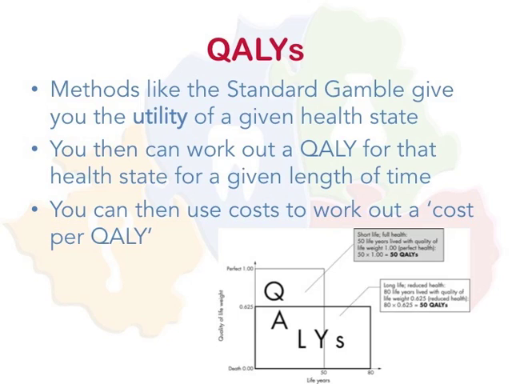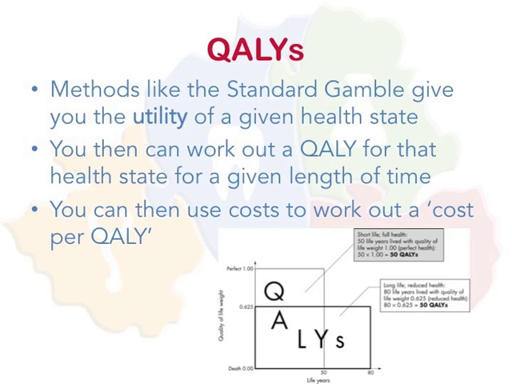So methods like the standard gamble give you the utility of a given health state, i.e. the pleasure that can be derived from that health state, which you can equate to quality of life. You can then work out a quality adjusted life year for that health state for a given length of time. So the graph on the page shows that 50 QALYs in two different ways, just to demonstrate that they're a function of the quality of life and the life years that are lived. So a quality adjusted weight of 0.625 for 80 years is equivalent to perfect health for 50 years, giving each 50 quality adjusted life years.